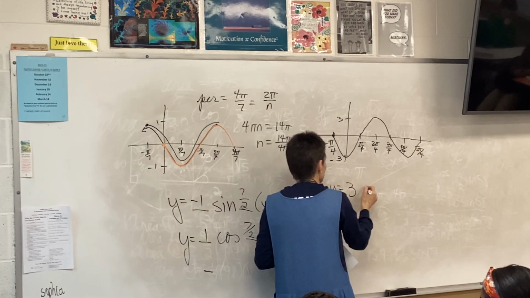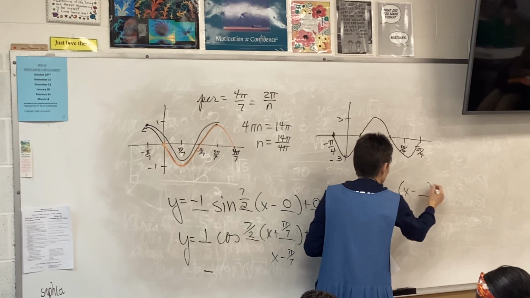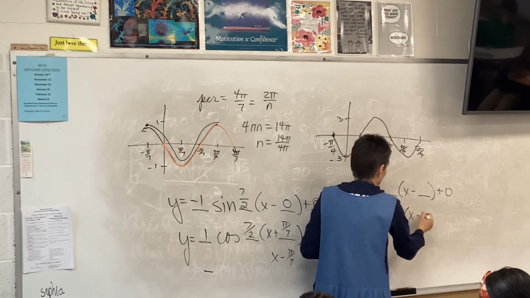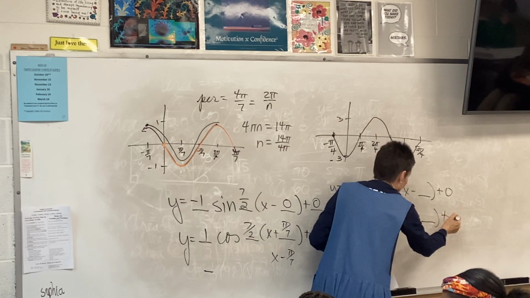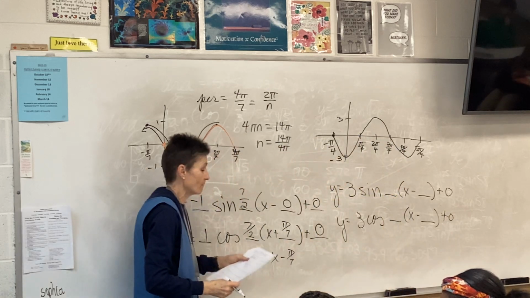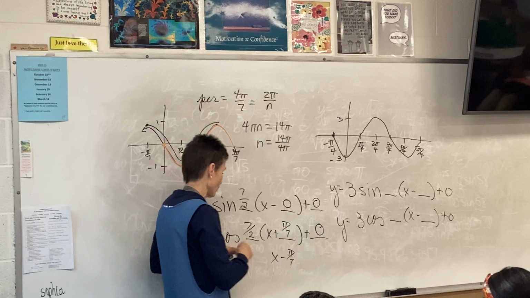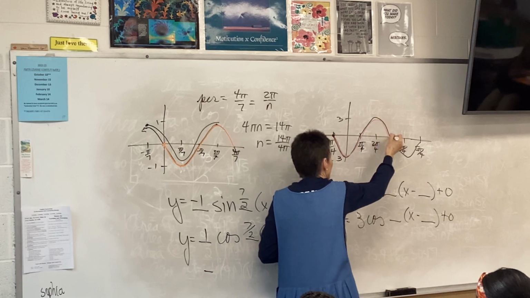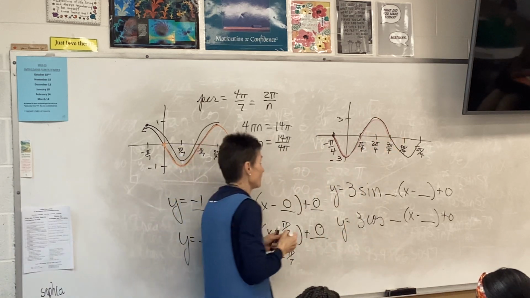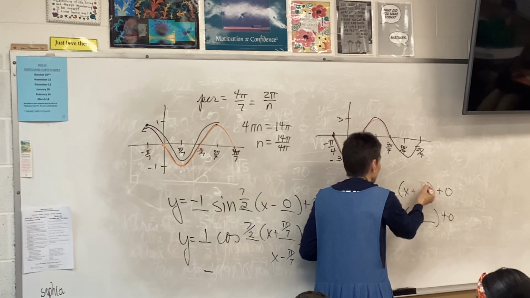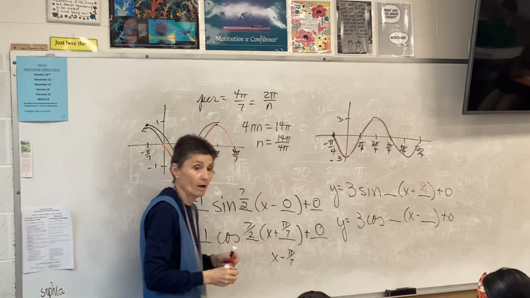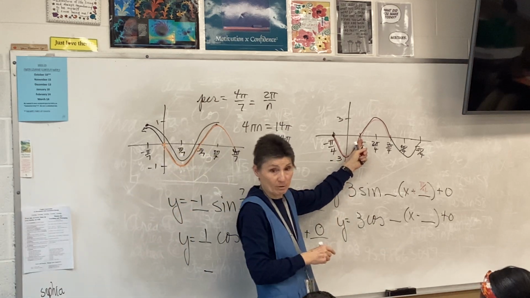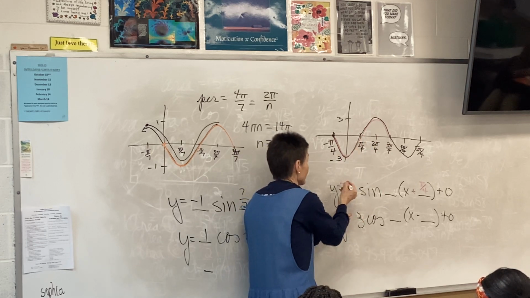Looking at it, amplitude's 3. Vertical shift is 0. Okay, so if I look at that as a sine curve first, I could start it there, right? So if I start it there, this is gonna be x plus pi over 4. It's a sine curve, it's starting on the axis. If you started here, it would be x minus pi over 4, and it would be positive. This one's gonna be negative, because I went down.